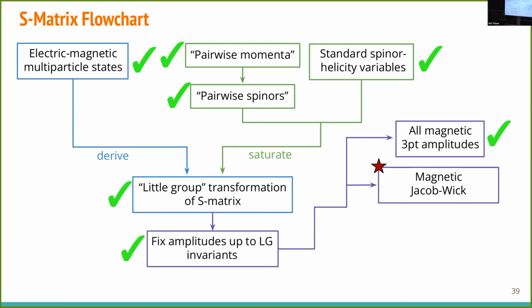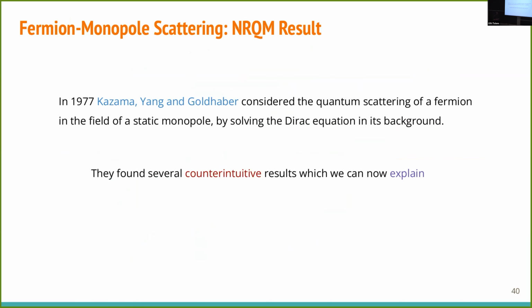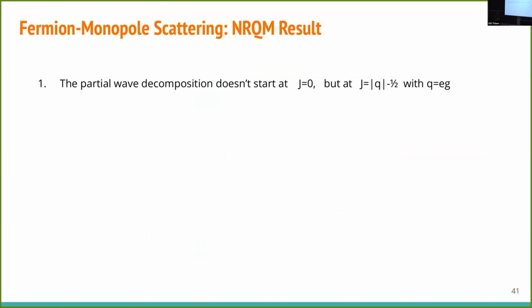Let's see what we can do for 2-to-2 scattering, and specifically if we can understand the helicity flip. So going back to Kazama, Yang, and Goldhaber, who solved the Dirac equation in the presence of a monopole, they found several counterintuitive results, which we now explain.